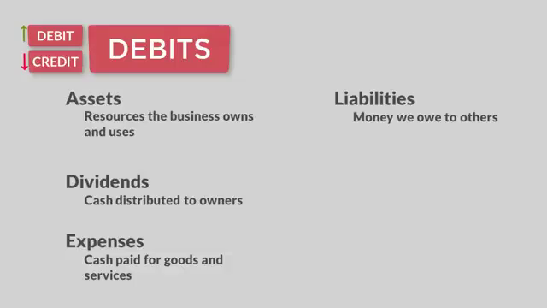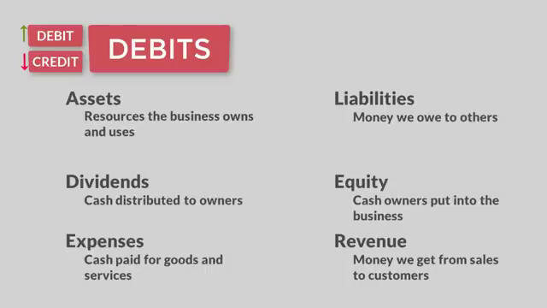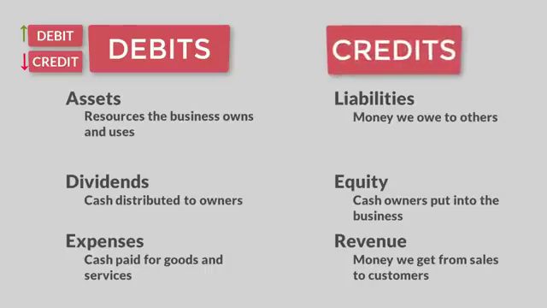The second group includes liabilities, which is money we still owe to others, like to the bank, to suppliers, or to the IRS. Owner's equity, that's the money the owners of the company put into the business. And revenue, that's the money we receive for sales to our customers. All accounts in this group are credits, which means that their balance will usually be a credit.